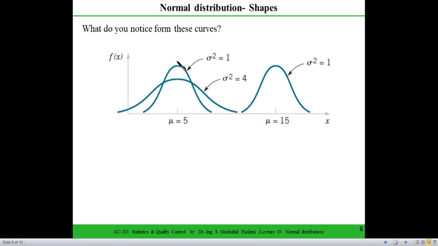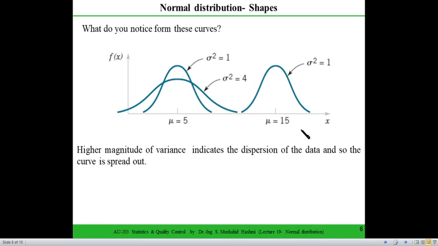Or let's say the variance remains 1, but the mean has been shifted from 5 to 15, so it is just a change of the location of the mean. So the central tendency of the data has been shifted, let's say from 5 to 15, which means 10 units to the right. And since the variance is 1, it is representing the same distribution shape. So what we can conclude from this is that the higher the magnitude of variance, the more the spread in the data, and the shape of the distribution would be much more spread out.